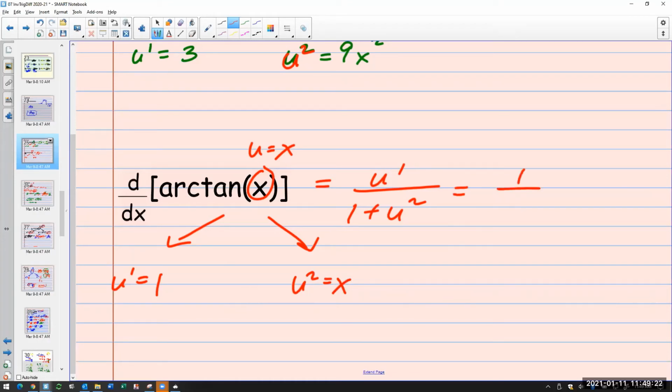So u prime is 1. Then I just copy 1 plus, that's already in the formula, u squared. Oops, did I do this wrong? U squared is x squared. So this is x squared. Bam! The bam means I'm done, and it was easy. You guys got it? Okay, so let's do another one.